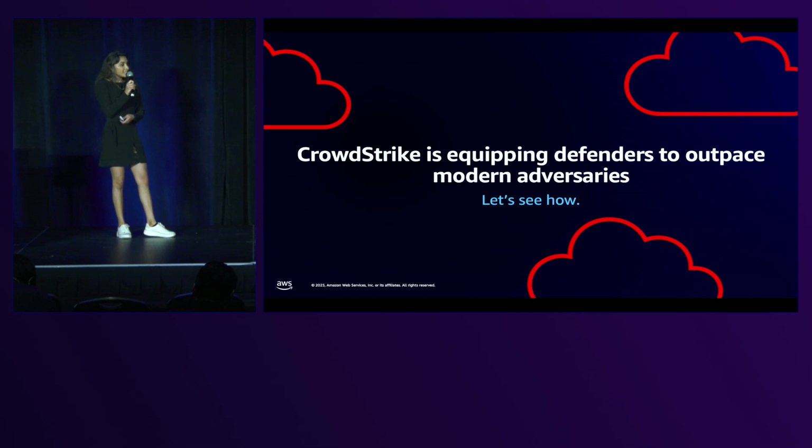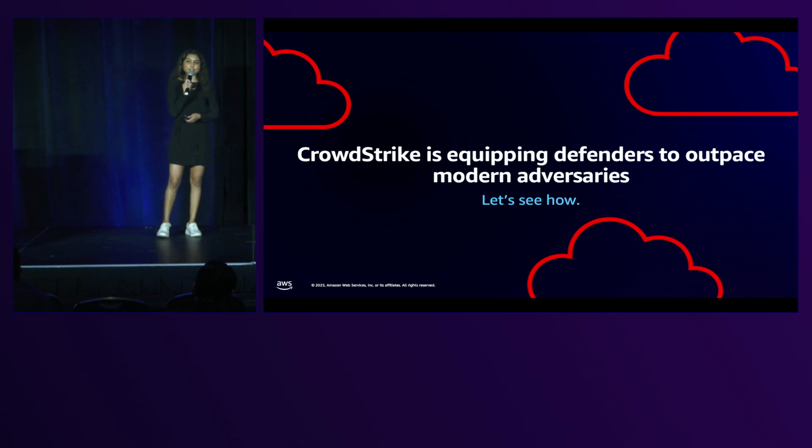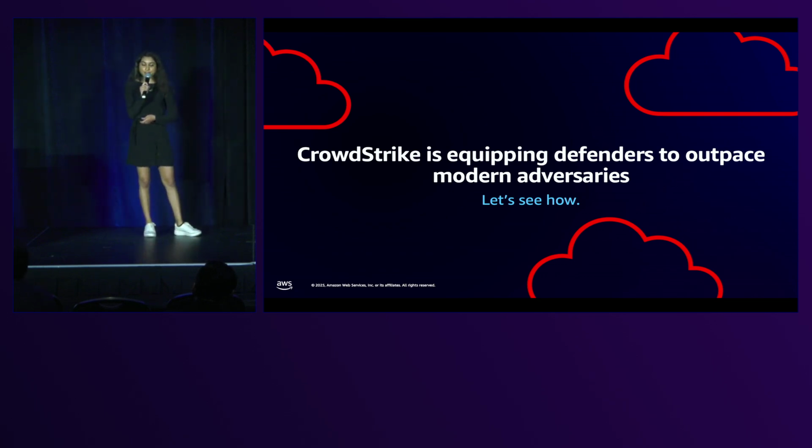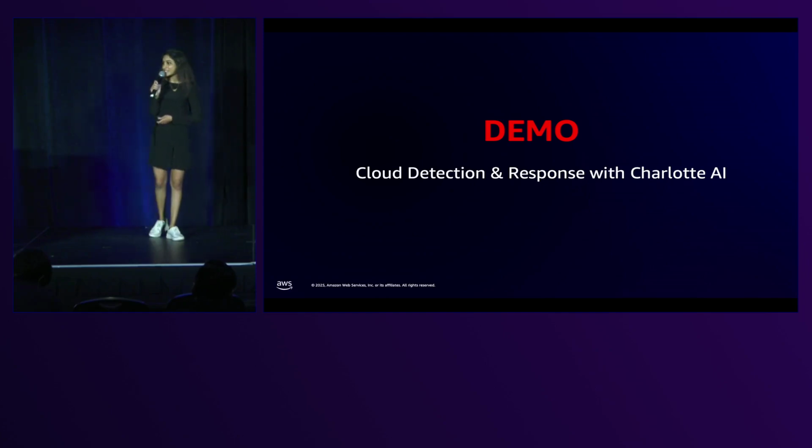So again, as I mentioned before, because we are so adversary focused, we continue to innovate by studying the threat landscape. And something that I mentioned also is that adversaries very much have AI at their disposal. And so what we want to do here is make sure that we're leveling the playing field for defenders as well. So what we'll have next for you is a demo on how we are leveraging Charlotte AI to help with cloud detection and response outcomes.